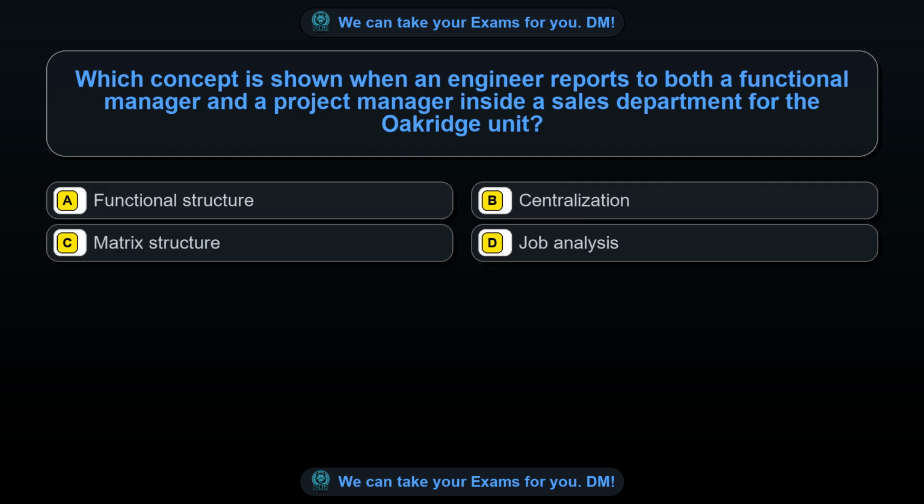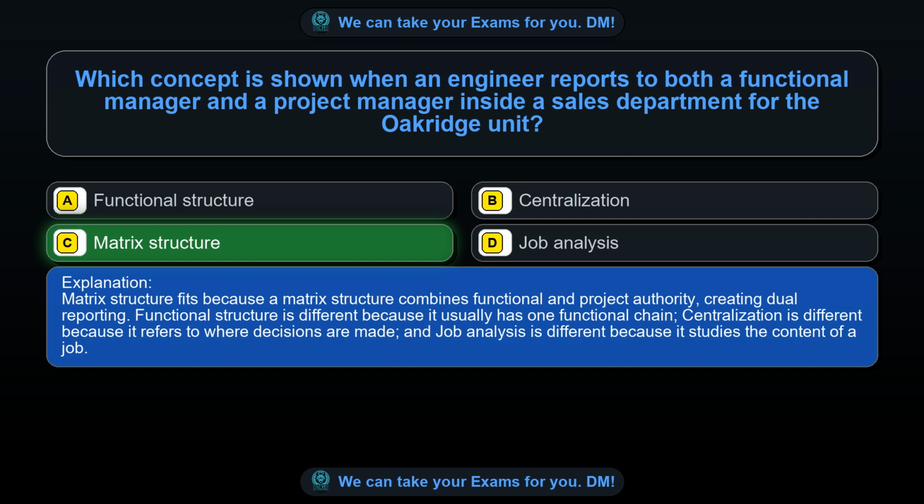Question 96. Which concept is shown when an engineer reports to both a functional manager and a project manager inside a sales department for the Oak Ridge unit? Option A, functional structure. Option B, centralization. Option C, matrix structure. Option D, job analysis. The correct answer is option C, matrix structure.